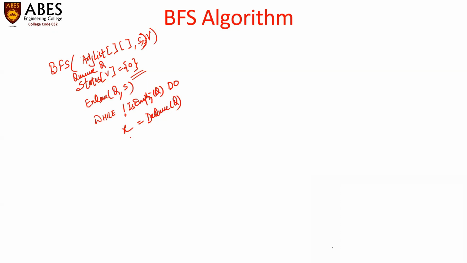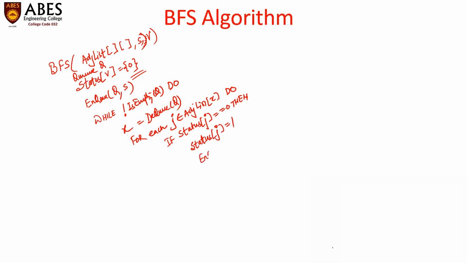We have to see all the connections from this X. So for each J that is adjacent to X, we will see the status of J. If the status of vertex number J is 0, it means this vertex has not been visited earlier. So we will have to visit this. For visiting this, we will mark the status of this vertex J as 1. And we will insert this vertex J in the queue.